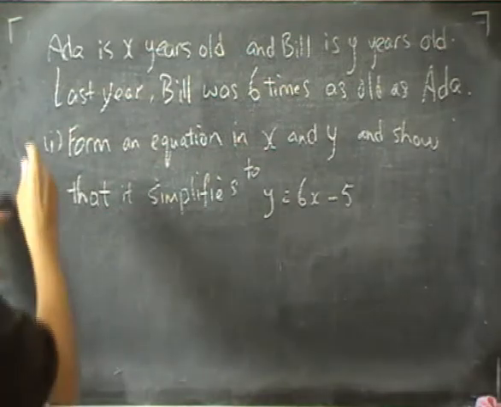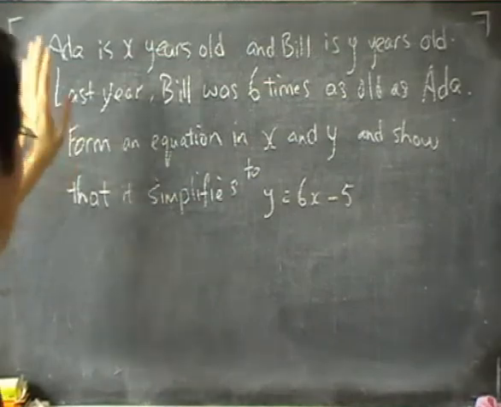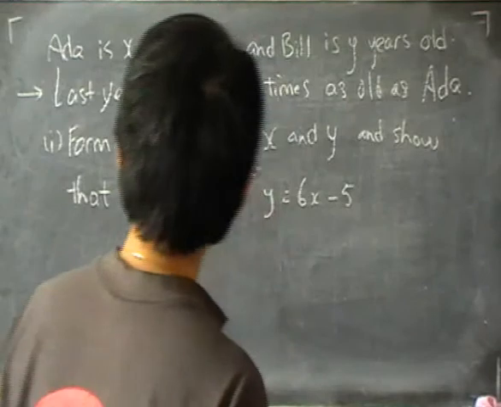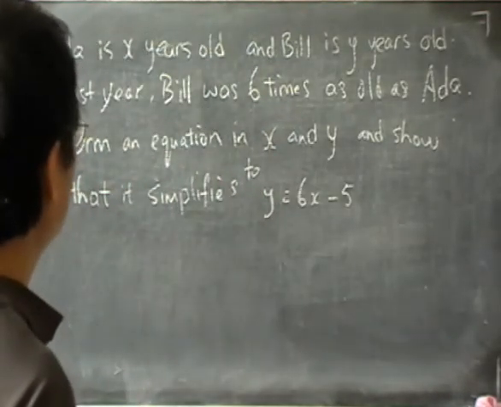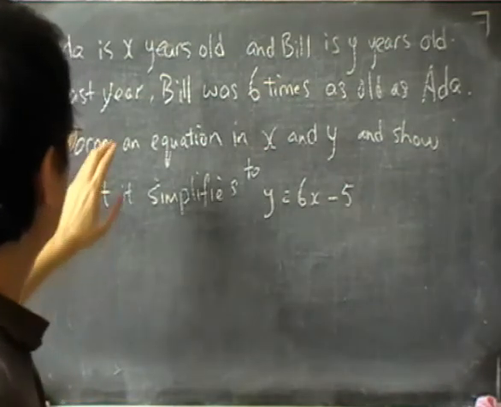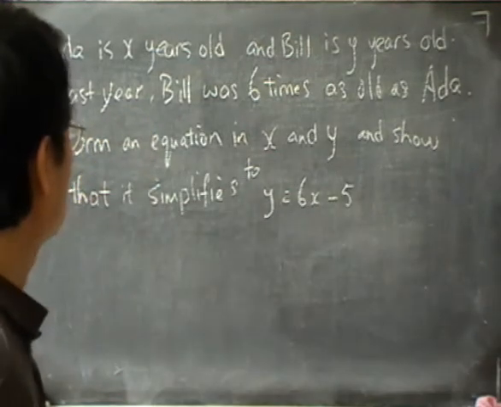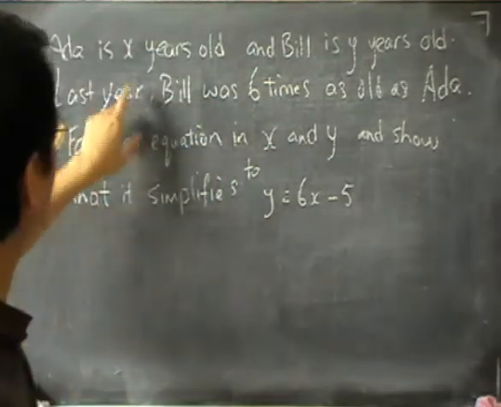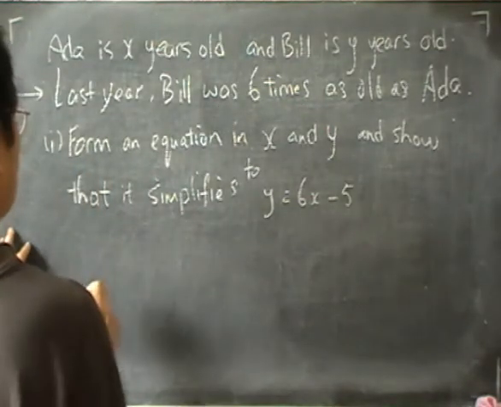So this is the key to the question, this sentence here, that last year Bill was 6 times as old as Ada. So the first step is to think about how old Bill was and how old Ada was last year in terms of x and y. So let's do that.